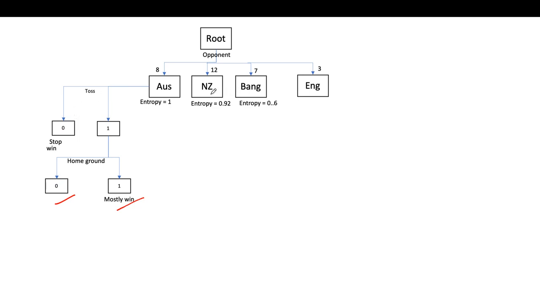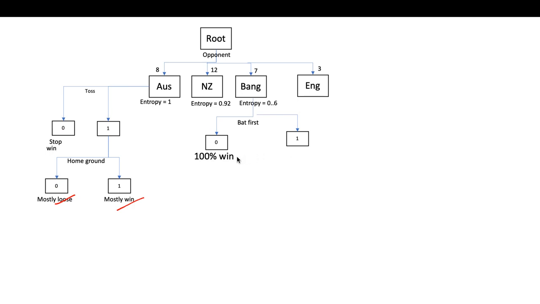Now we move on to New Zealand. Here we have very low entropy, actually the entropy is 0, because all the outcomes are wins. If we go into New Zealand, we will find that it almost chooses the same options again, so we will skip that and go to Bangladesh. In the case of Bangladesh, if we split using bat first, India has a 100% win if India bats in the second innings, whereas the win percentage is a little less if India bats in the first innings.